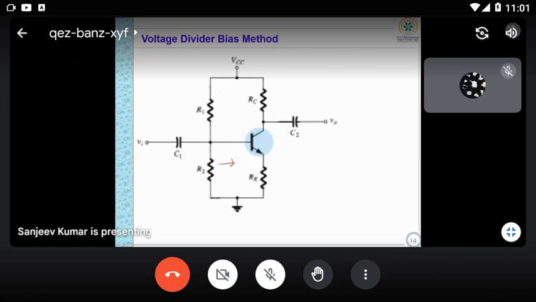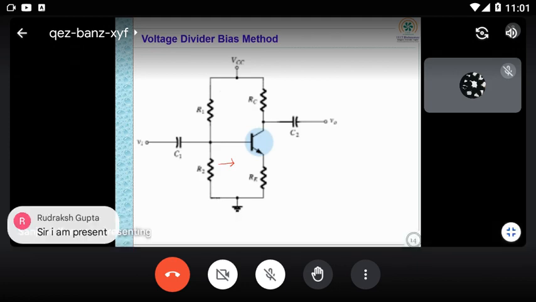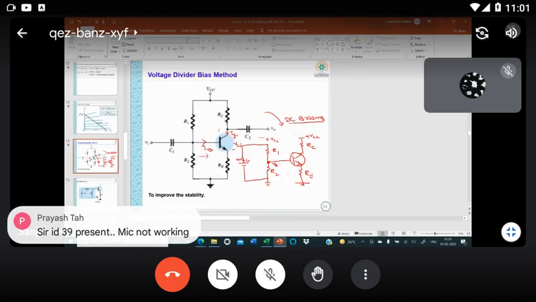Am I audible to everyone? Yes, sir. Okay. So try to read by yourself and try to solve it. If while reading you are confused and not getting it, then it will be easier to explain in more detail. So please go through that. Whatever we discussed today, any queries you can ask. Otherwise, you can leave the class.